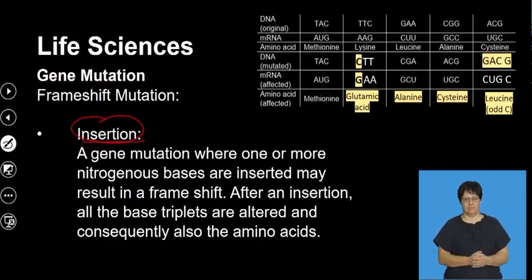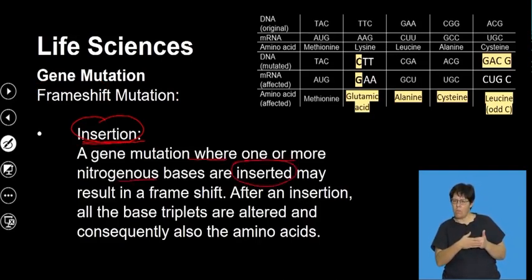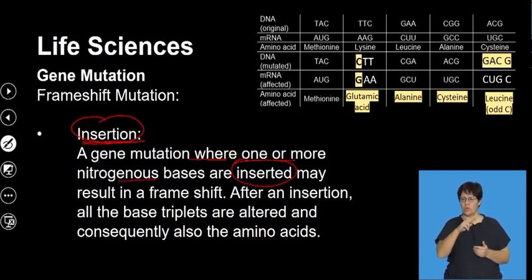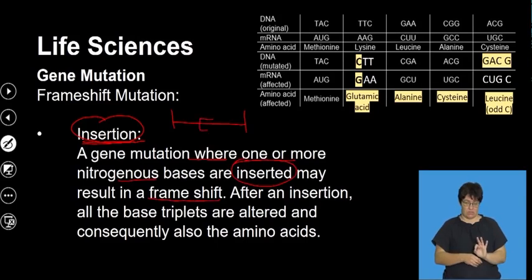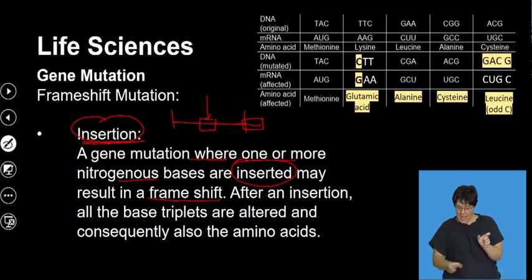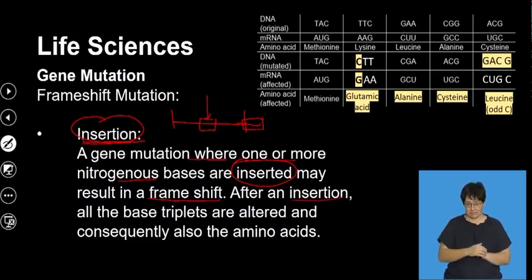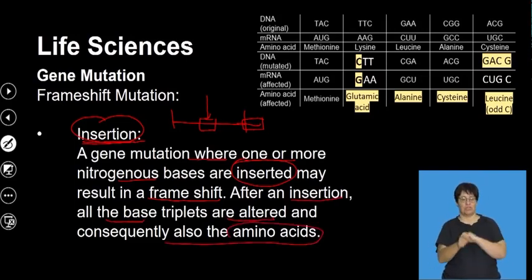So insertion essentially refers to adding on or inserting. A gene mutation where one or more nitrogenous bases are inserted or added on will result in a frameshift. Again, if we had a length of a gene and if we decide to add on into this, it's going to lengthen or increase the size of that gene. And so we refer to that as having a shifting effect on the size of that gene. So after insertion, we find that all the base triplets are altered, and consequently, the amino acid sequence is changed.